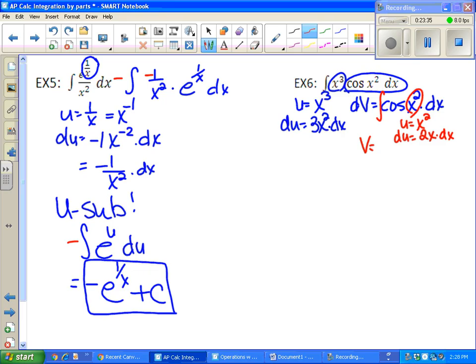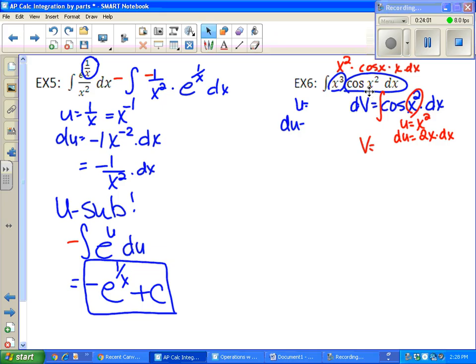But wait, I do. What if I took one of these x to the thirds and let it be a part of this one, almost like I'm rewriting it as x squared times cosine x squared times x dx. If I split my x to the third down into x squared and x, I can make it work. That's what I'm going to have to do. So I'm recognizing that things are not always set up perfectly for myself. So this is going to be x squared, and that's going to make this 2x dx.